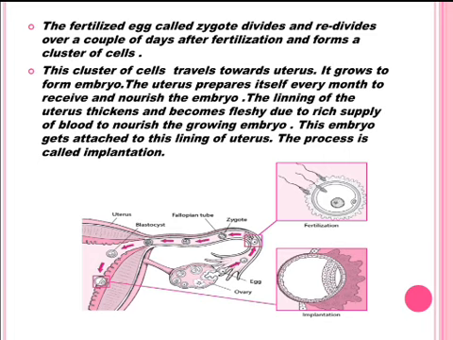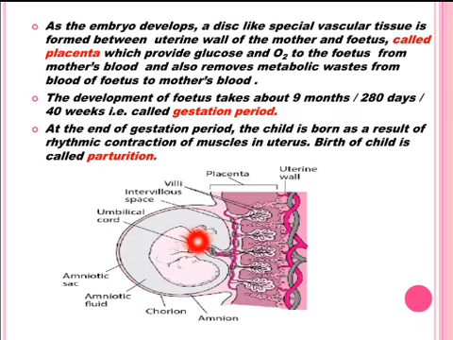This process is known as implantation. As the embryo develops, a disc-like special vascular tissue is formed between the uterine wall of the mother and the fetus, called the placenta. This structure is known as the placenta. It is formed between the fetus and the uterine wall of the mother. It is vascular tissue, meaning it has a rich supply of blood. This is called the fetus. When the embryo develops body organs, the embryo becomes a fetus, and the exchange of materials between the mother's blood and the fetus blood takes place through this placenta. The placenta is attached to the fetus through this umbilical cord.